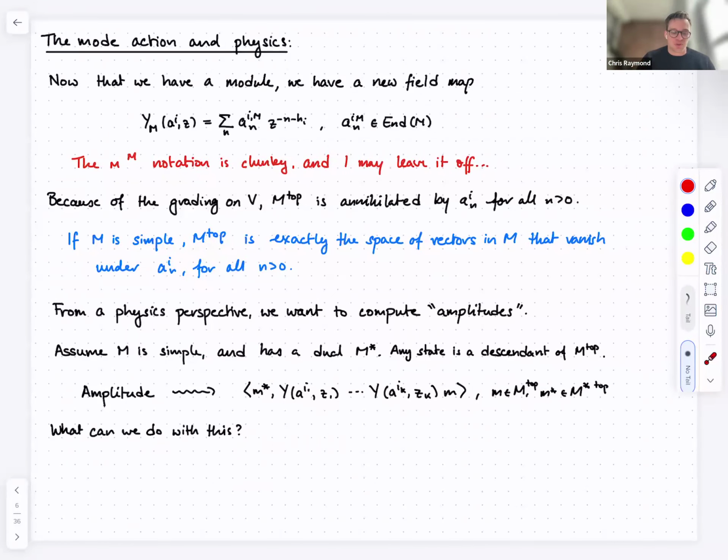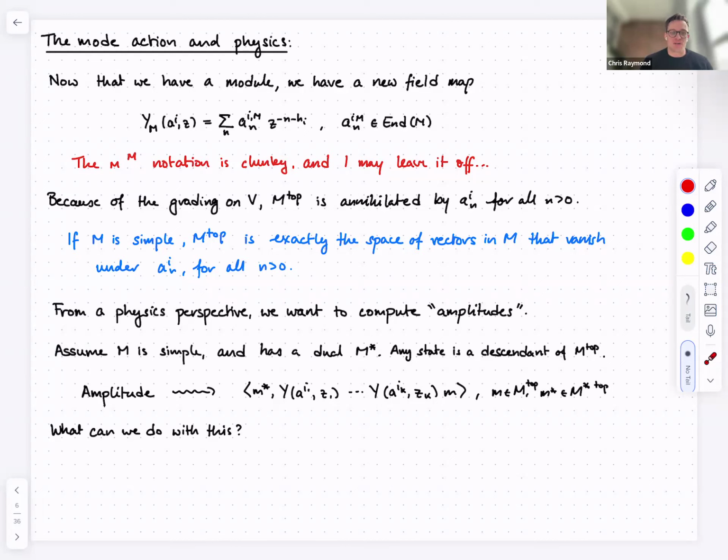Now, from a physics perspective, what do we want to do? Well, we want to compute amplitudes. So there should be some state in my theory that's generated by some primary field. This thing corresponds to a module. And what you want to do is take amplitudes, which is in principle sandwiching your module and a bunch of fields inside some nice inner product like this. So let's assume that I have some simple module M and I have its dual M star. I can write any state as some descendant of M top. I can work my way down using the modes.